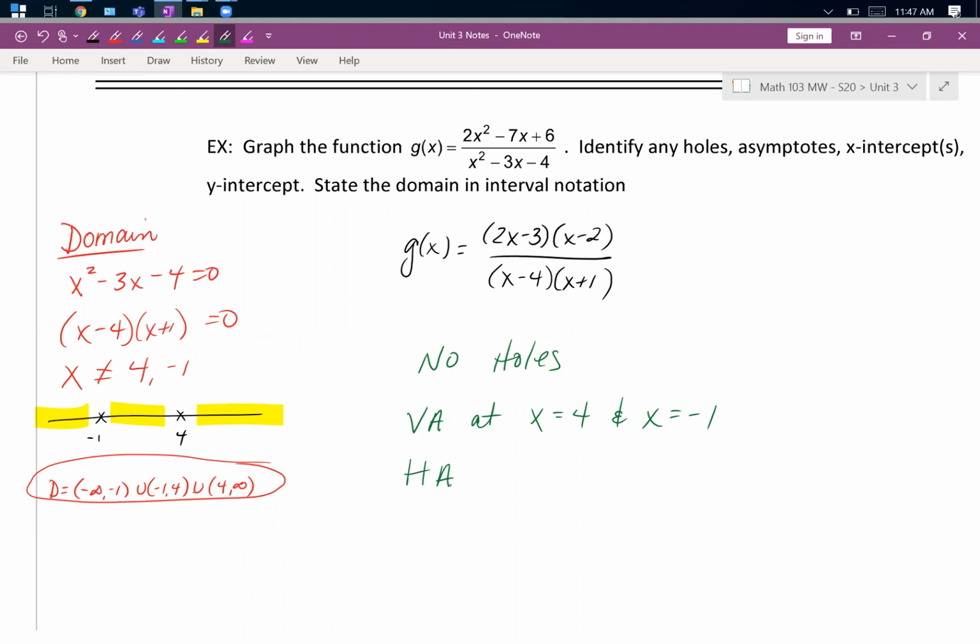So what does that mean for our horizontal asymptote when our degrees are the same? It means, is it leading coefficient? We're going to have a horizontal asymptote at the ratio of our leading coefficients. 2 over 1. Yes. So horizontal asymptote at y equals 2.